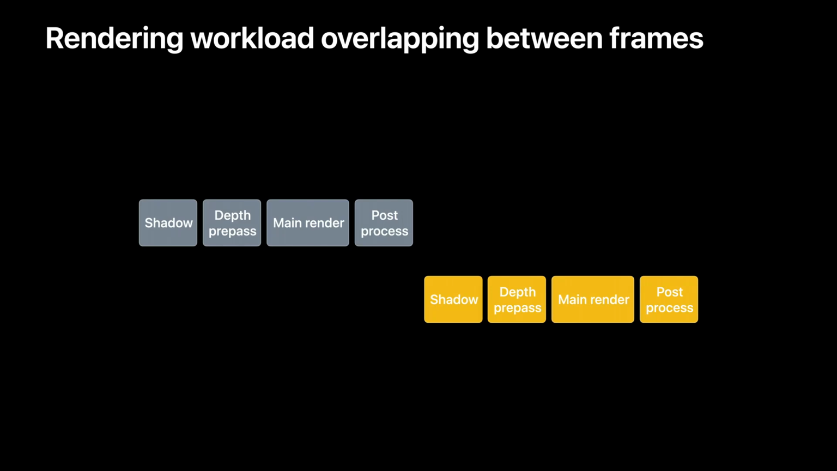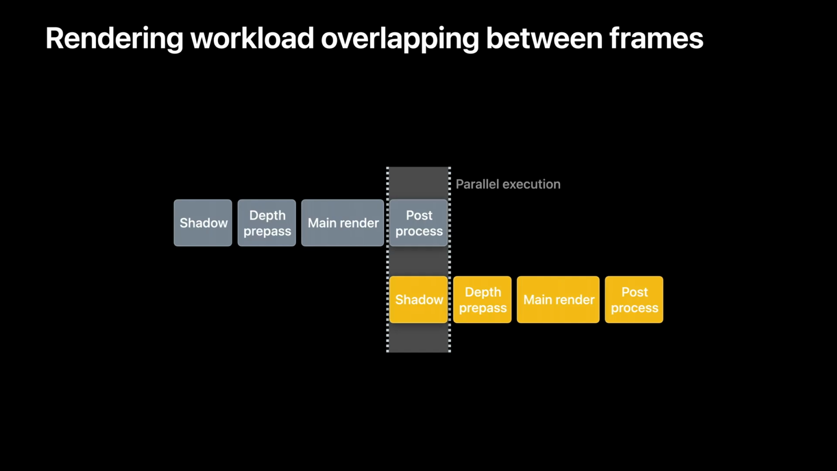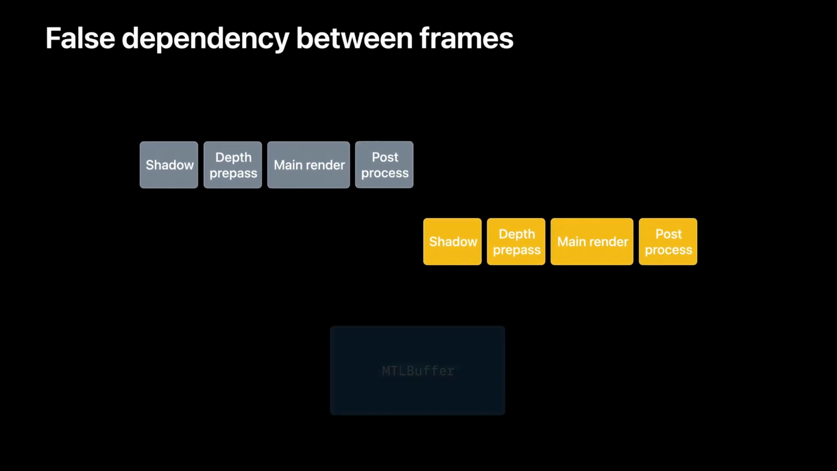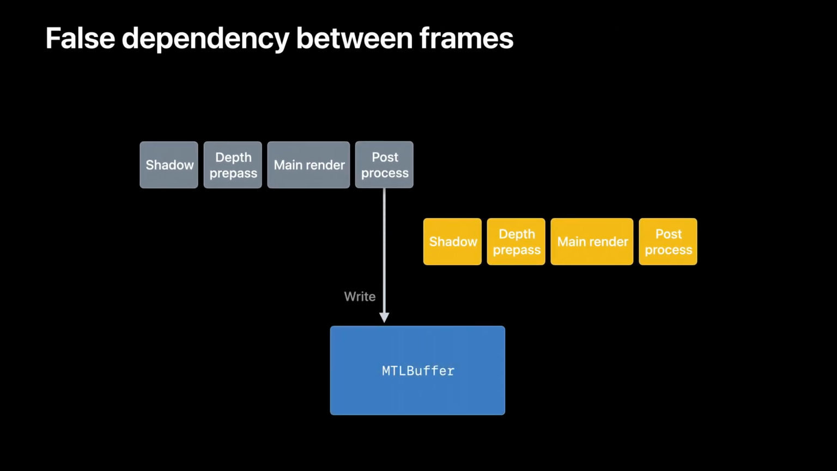The shadow and the post-processing passes are completely unrelated and have no resource dependencies. Metal will overlap the next frame's shadow pass with the current frame's post-processing pass. However, if the post-processing pass writes to a Metal buffer, while the shadow pass also reads from the same buffer, Metal will prevent the GPU from running these 2 passes in parallel in order to avoid the potential hazard of reading and writing to the same resource at the same time.